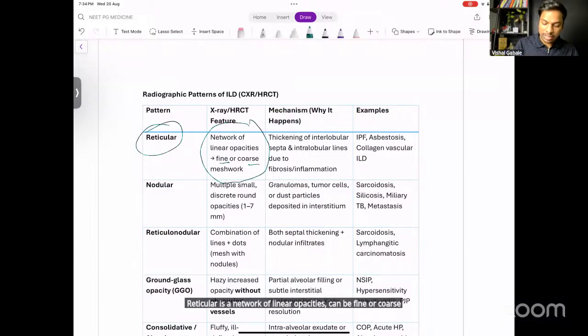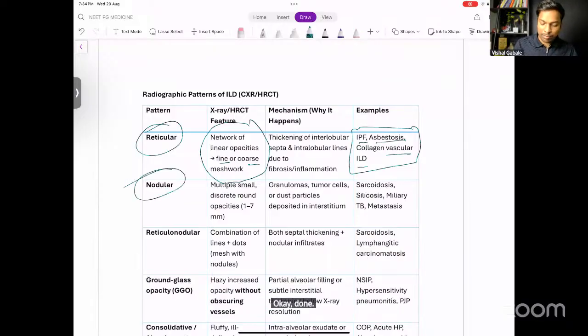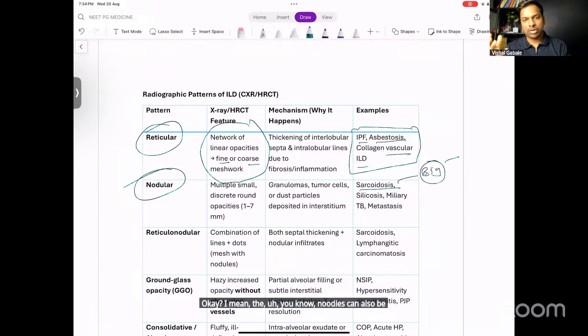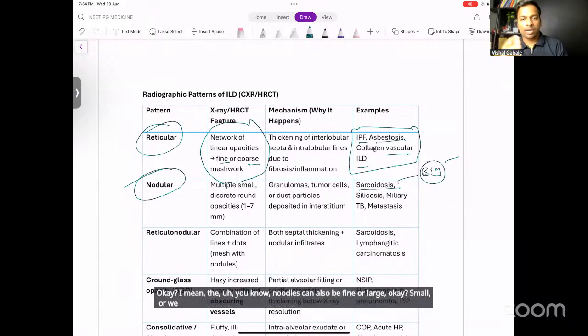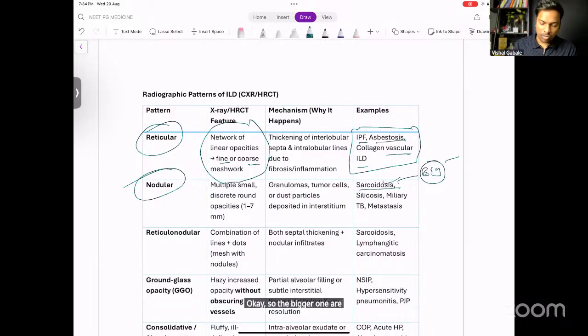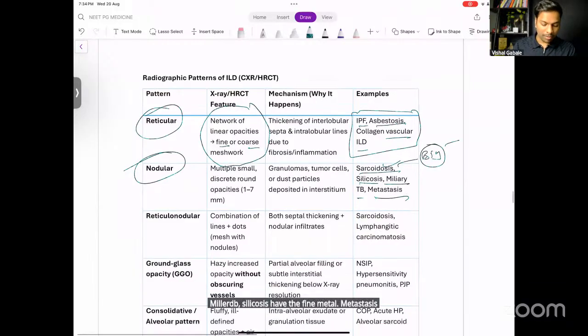We know this stuff. It can be seen in IPF, asbestosis, collagen vascular disease, and ILD. Nodular can be seen in sarcoidosis if big nodules are there. The nodules can also be fine or large. The bigger ones are in sarcoidosis because of the granulomas. Miliary TB and silicosis have the fine ones. Metastasis has the big ones again.